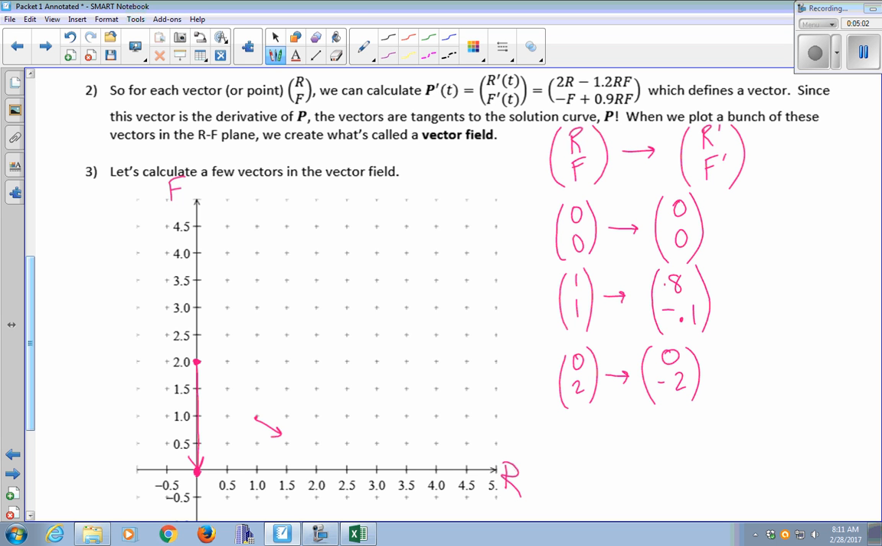And then, I don't know, let's do one more. Maybe we'll do two more. Let's do 3, 0. Plug 3 in for R and 0 in for F. So I get 6 and 0, 6, 0. So at 3, 0, my vector points 6 in the right direction and 0 up or down. So this is a really long vector over here.